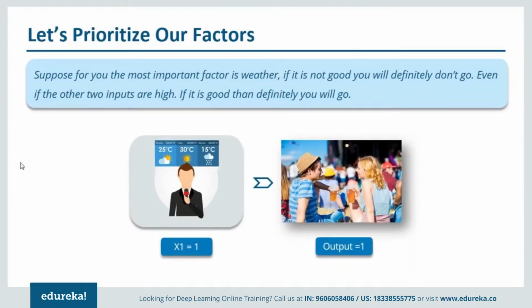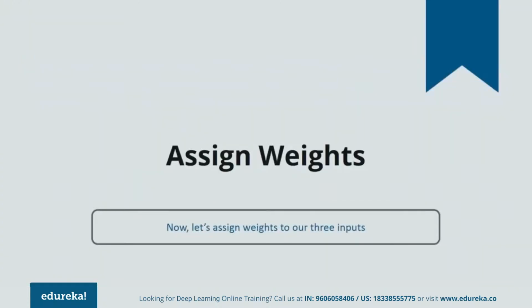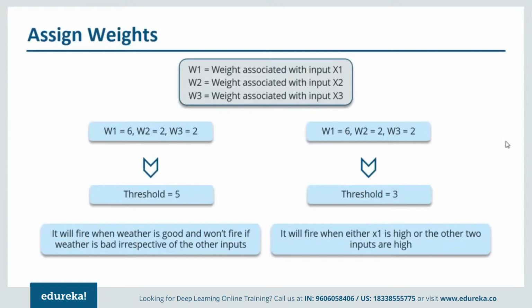So we do that by using weights. We assign high weights to the more important factors or inputs, and we assign low weights to those inputs which are not that important for us. So let's assign weights, guys. Weight W1 is associated with input X1, W2 with X2, and similarly W3 with X3.